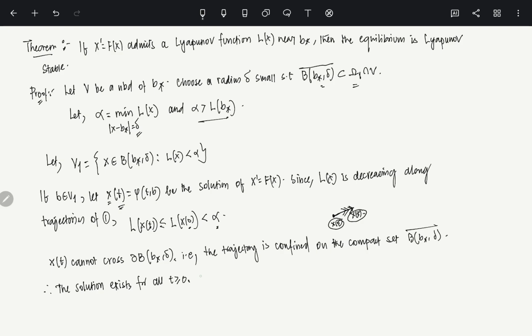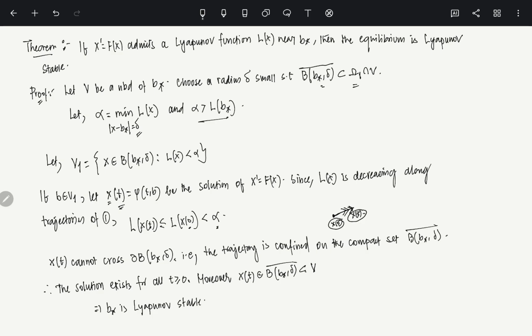Moreover, we can say that x_t is contained in the ball with center V star and radius delta, which is contained in V. That's what we assumed. And then this actually shows that V star is Lyapunov stable. I hope this is clear to you.